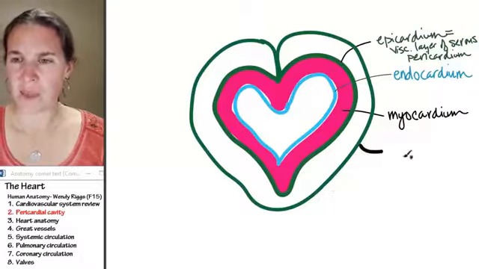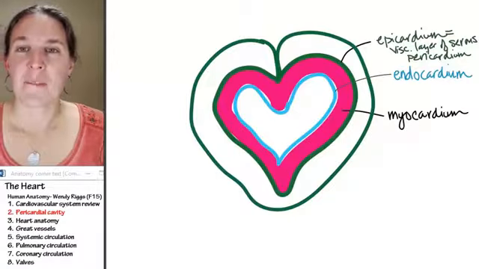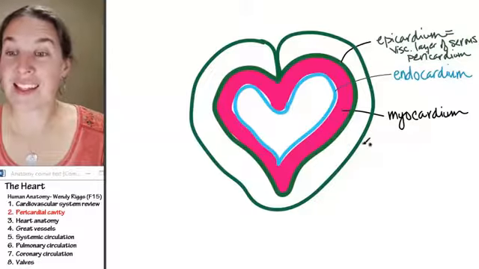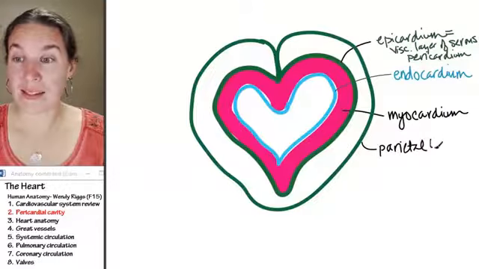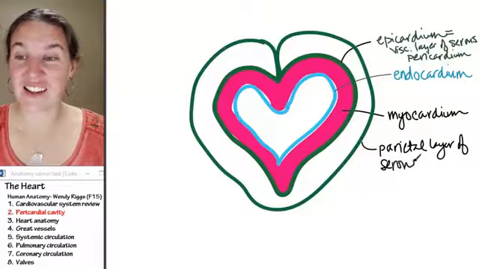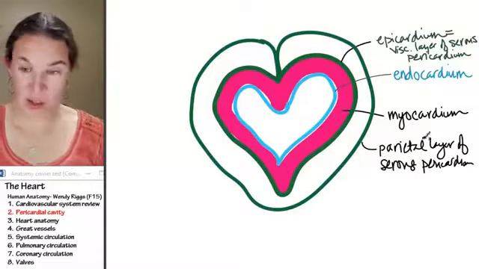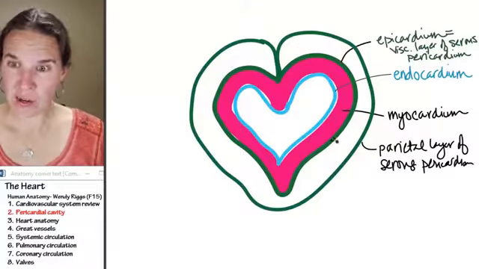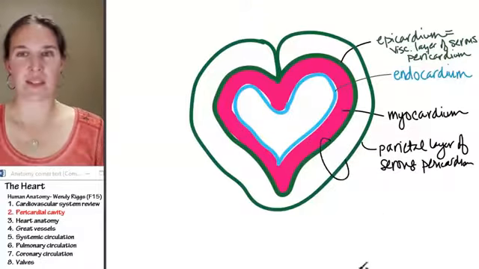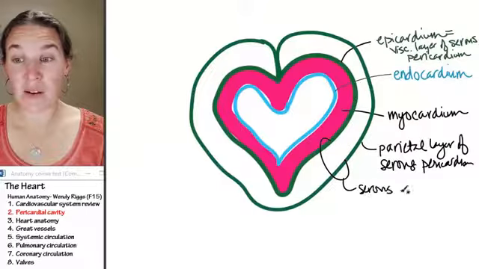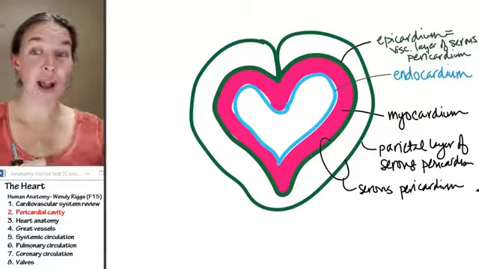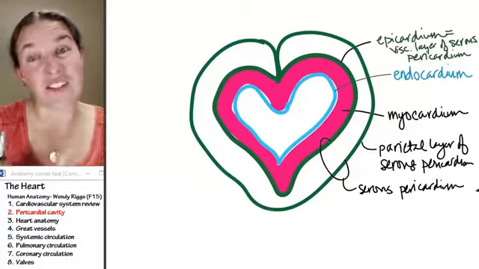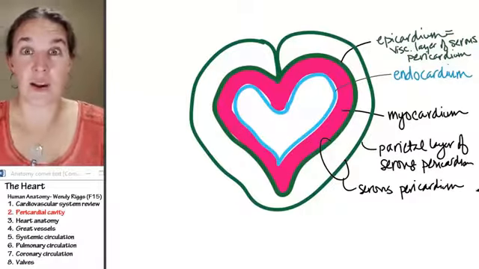This right here, I don't like that size pen. This is the parietal layer of the serous pericardium. Altogether, those two, and this makes sense also, the green ones, all together, if we were to grab just the green things, that's the serous pericardium. The serous pericardium is made up of the parietal layer of the serous pericardium and the visceral layer of the serous pericardium, also known as the epicardium. How's that?